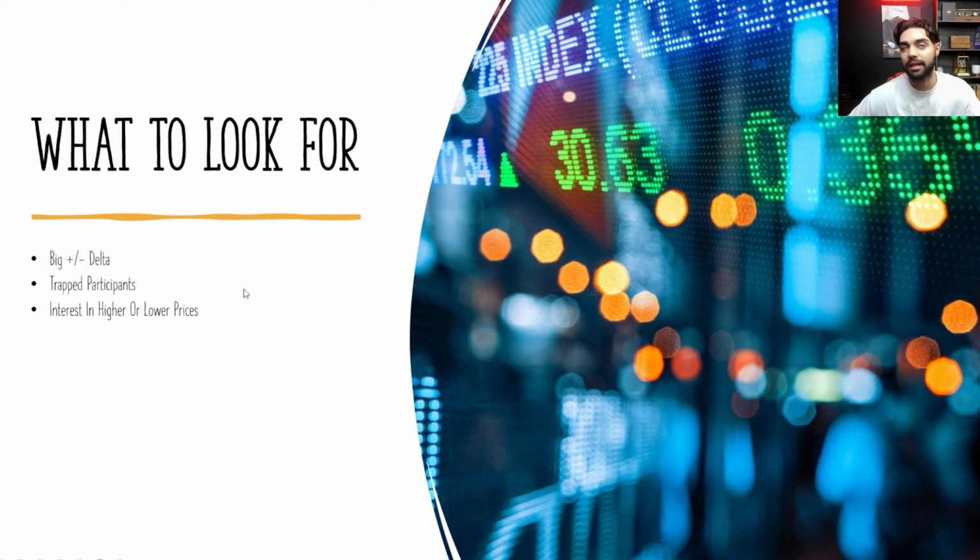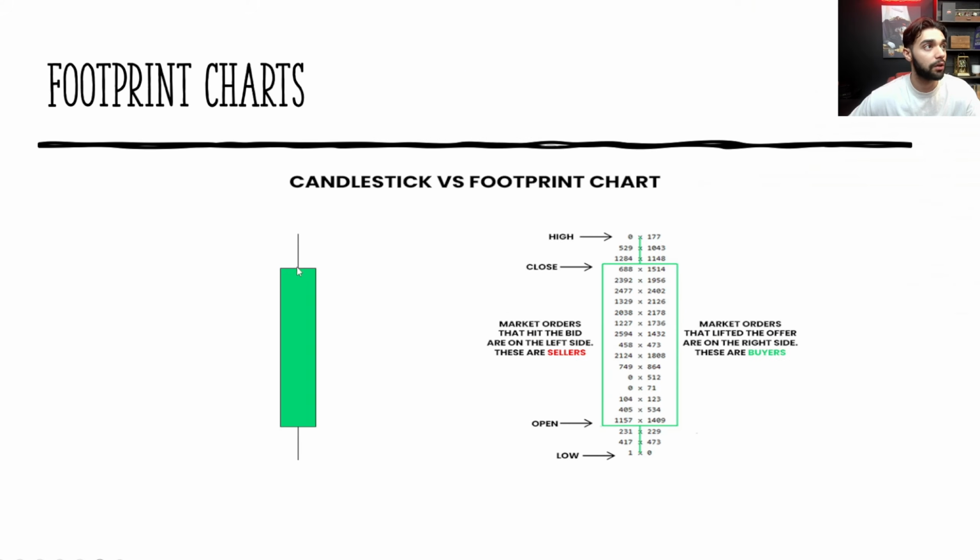Kind of the same thing as the book map, right? So a footprint chart will kind of look like this. More examples in a second here. But it's the same thing as a candlestick chart. It'll show you the open, the close, the high, the low. I'll show you all of that.